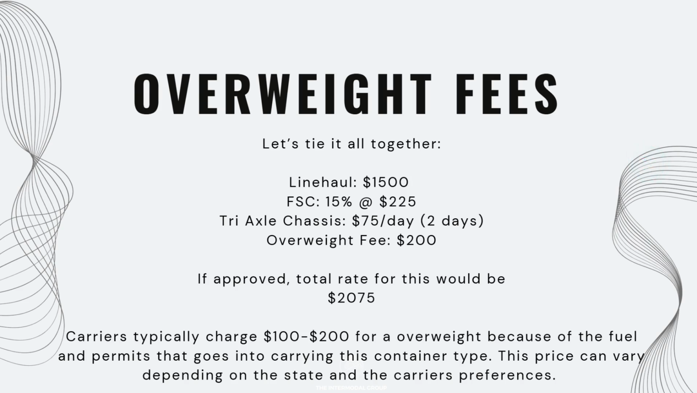So let's tie this all together. Let's say that the line haul is $1,500. The fuel surcharge is at 15% of the line haul, which gives us $225. The triaxle chassis is $75 a day for 2 days. And the overweight fee, we're going to charge them $200. So if approved, the total rate for this will be $2,075.